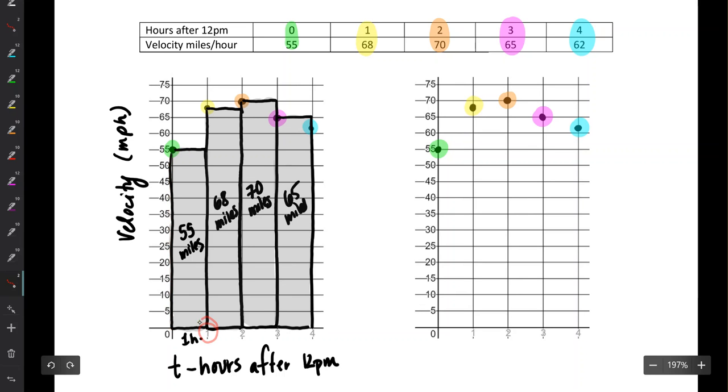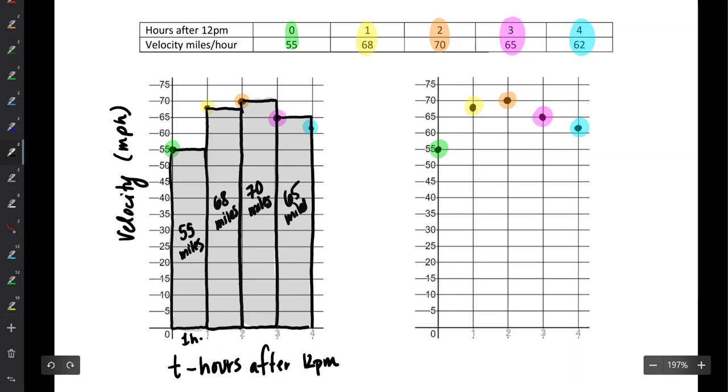And then for the next rectangle, I picked the left endpoint here of time being 1, and I got this function value of my time at 1. How fast was I going? What was my velocity? It was up at 68.